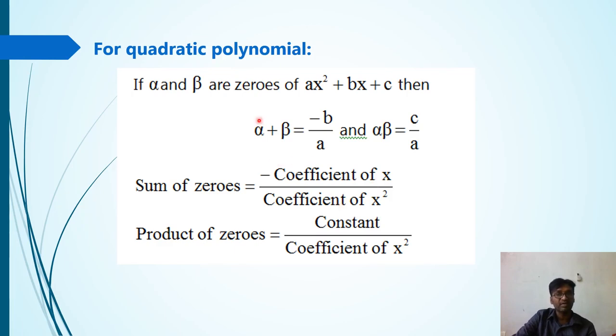Here alpha and beta are zeros of the polynomial, we have assumed like that. A, B, and C are the coefficients which are available in the quadratic polynomial ax square plus bx plus c. In particular, A is coefficient of x square, B is coefficient of x, whereas C is constant term. Therefore, these two equations you can consider as the relationship between zeros and coefficients. Let us verify whether these relationships are true or not by taking some quadratic polynomials.